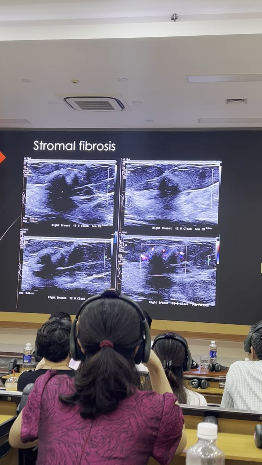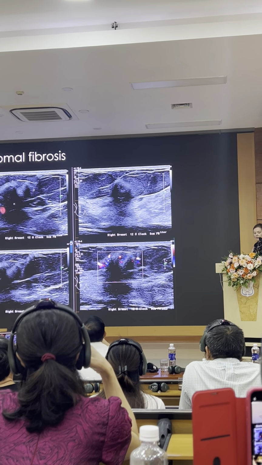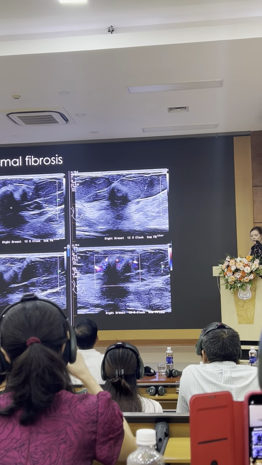This is what it looked like on ultrasound. It's very hypoechoic with posterior shadowing. Again, you can see it's at the anterior margin of the glandular tissue projecting forward. It's actually taller than wide, and it has that echogenic rim that we were discussing yesterday, which is often associated with malignancy or inflammation. It had some internal vascularity, and this is a case of stromal fibrosis.